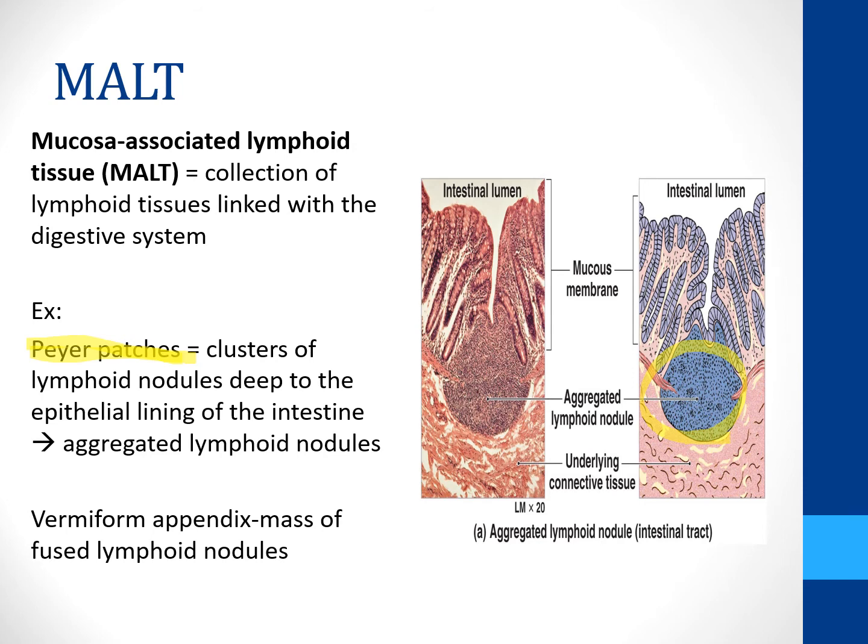And then the appendix, which is also called the vermiform appendix, has a mass of fused lymphoid nodules within the wall of the appendix, and that is at the junction between the small and large intestine. So the appendix has some capabilities of helping with immunity in the digestive system.